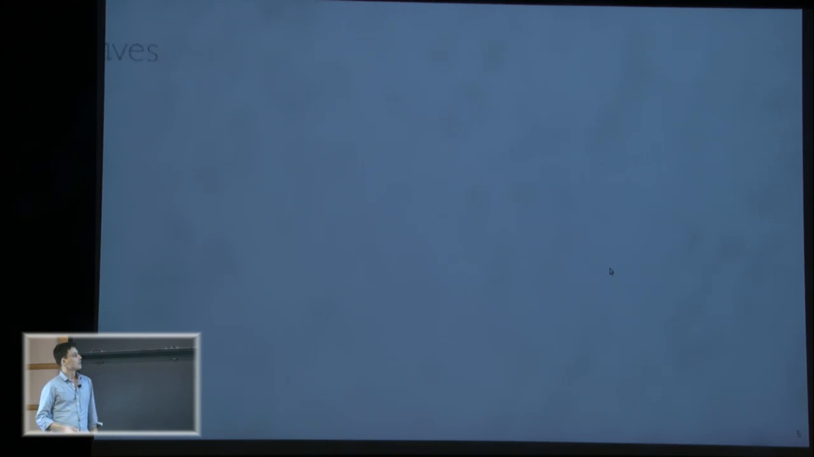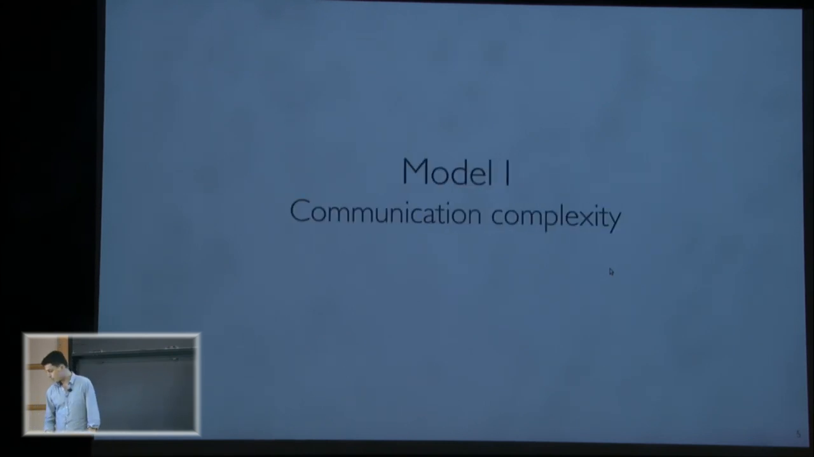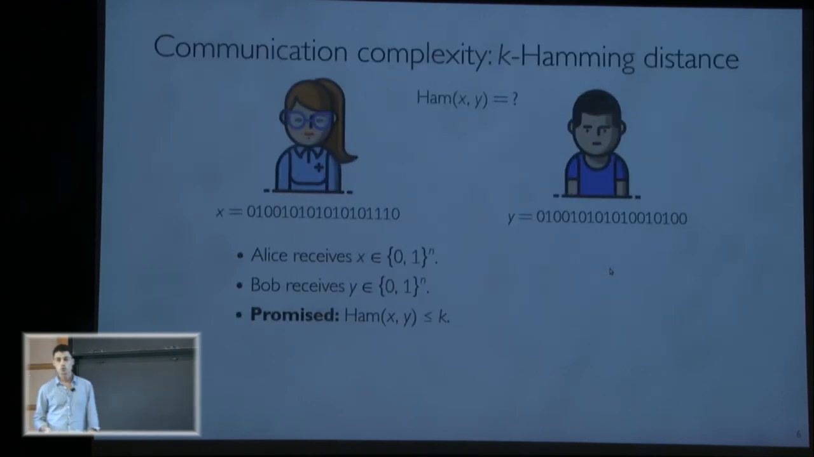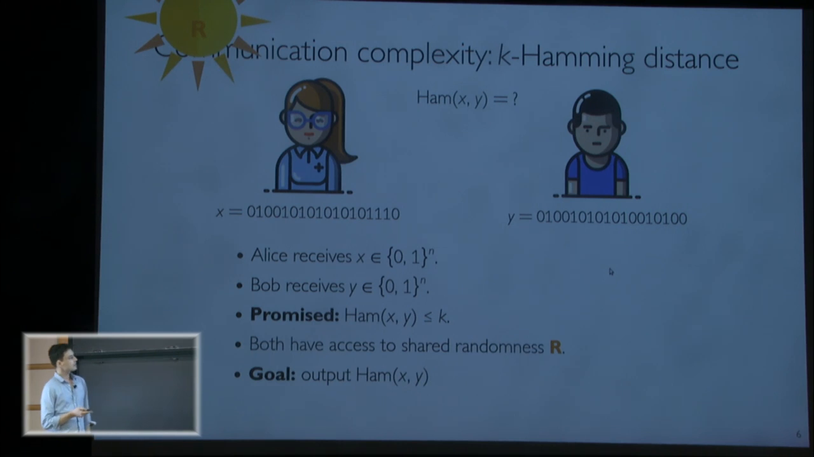OK. So let's go to our first model, communication complexity. So in this model, we have two players, traditionally called Alice and Bob. And we give them two bit strings with the promise that their Hamming distance is at most k. And they have access to a shared random source. And their goal is to communicate and then output the Hamming distance of x and y. Notice that this is a number between 0 and k under our promise.